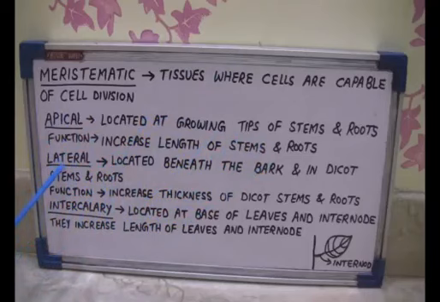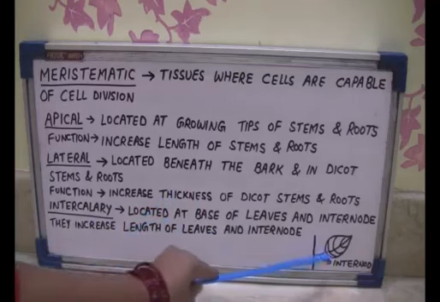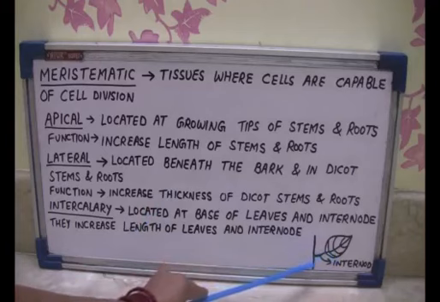Then lateral meristematic tissues. Lateral tissues are located beneath the bark and in dicot stems and roots. So their function will be to increase the thickness, or you can also call it diameter, of dicot stems and roots. Third one is intercalary. Intercalary tissues are located at base of leaves and internode, and so they will increase length of leaves and internode. Now some of you may not know what are internodes. This small attachment of the leaves with the branch, this small attachment is the internode.